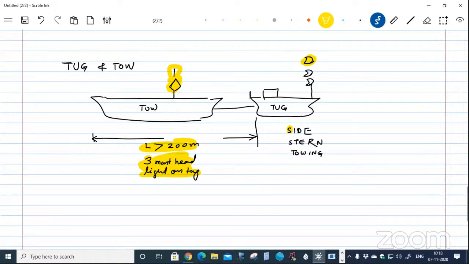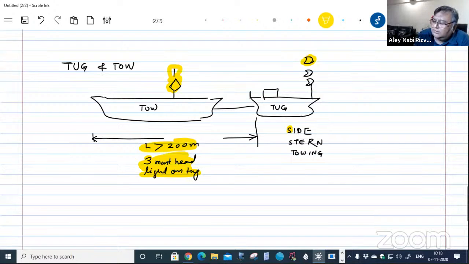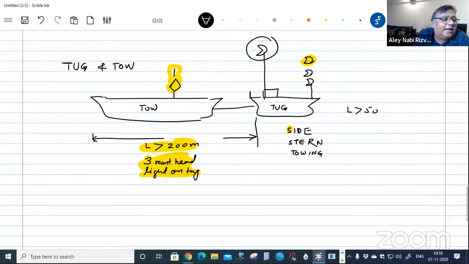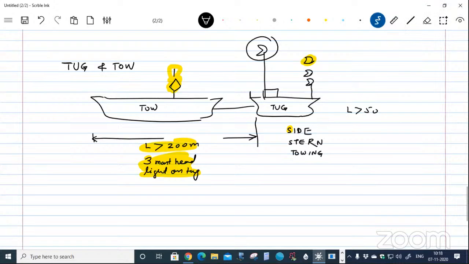So which light would indicate the length of the tug? These three masthead lights are indicating the length of the tow that is greater than 200 meters. But which light would indicate the length of the tug? Very good. It's simple. If the tug is more than 50 meter, you will have one additional masthead light here, which is abaft and higher.